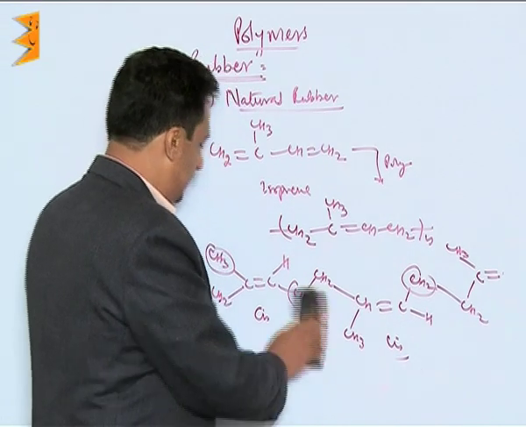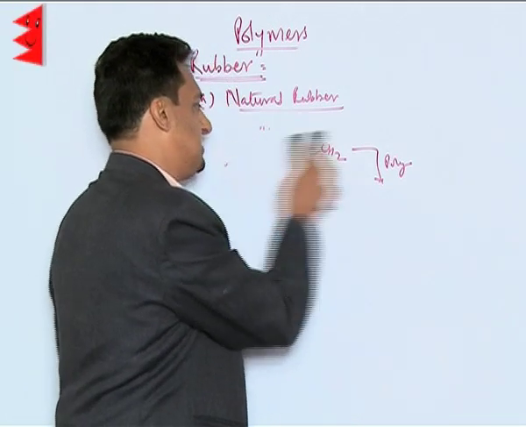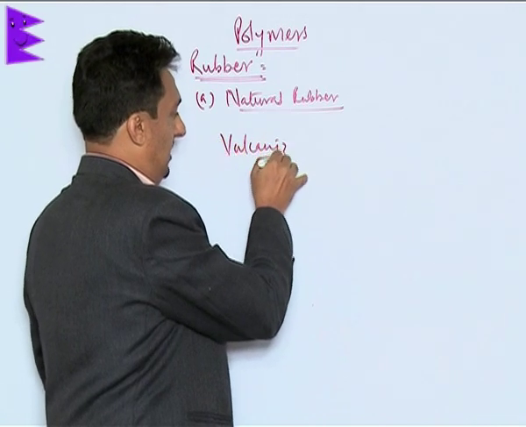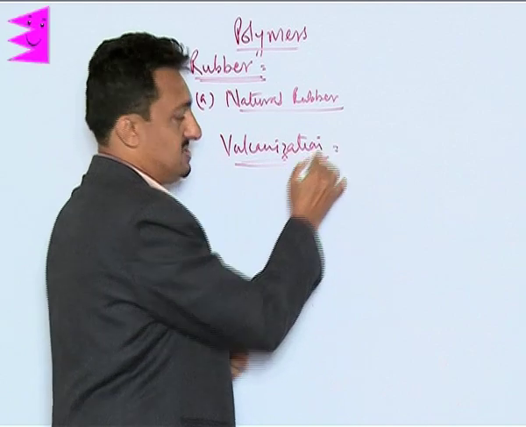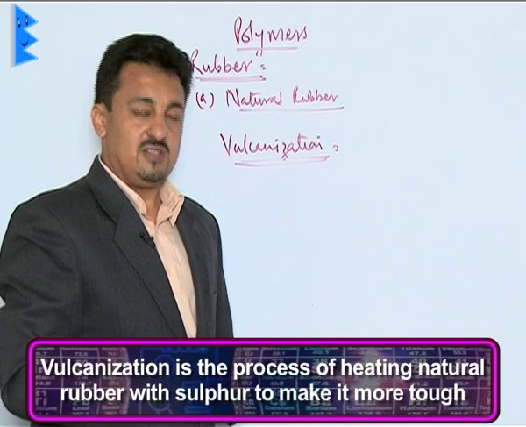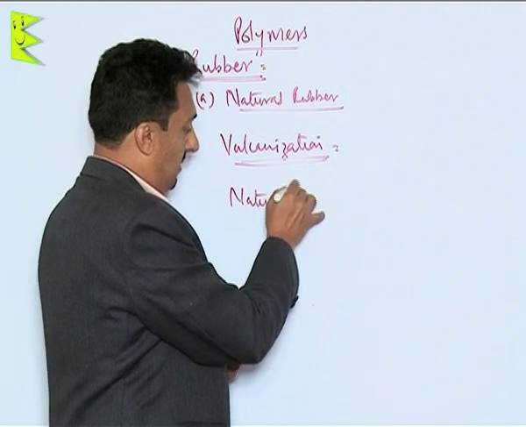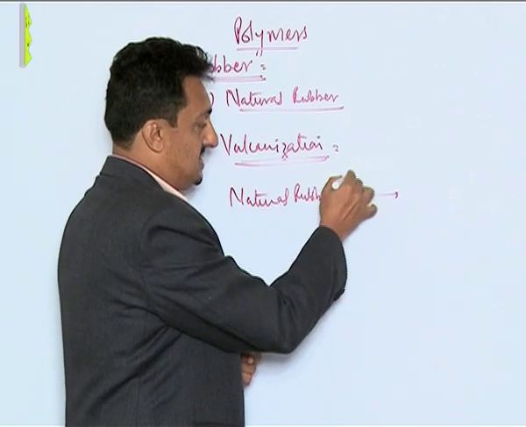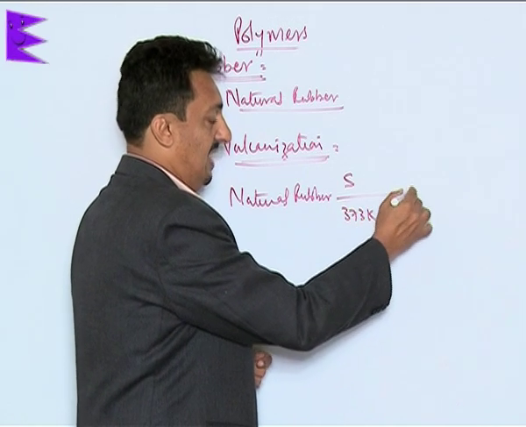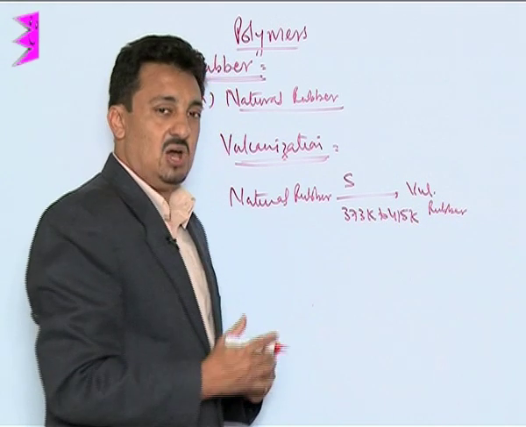That is why, in order to make it strong, we do its vulcanization. Now, what is vulcanization? Vulcanization is heating natural rubber with sulfur at about 373 to 415 Kelvin. When natural rubber is heated with sulfur from 373 Kelvin to 415 Kelvin, vulcanized rubber is formed. Now, this rubber is much harder and stronger.